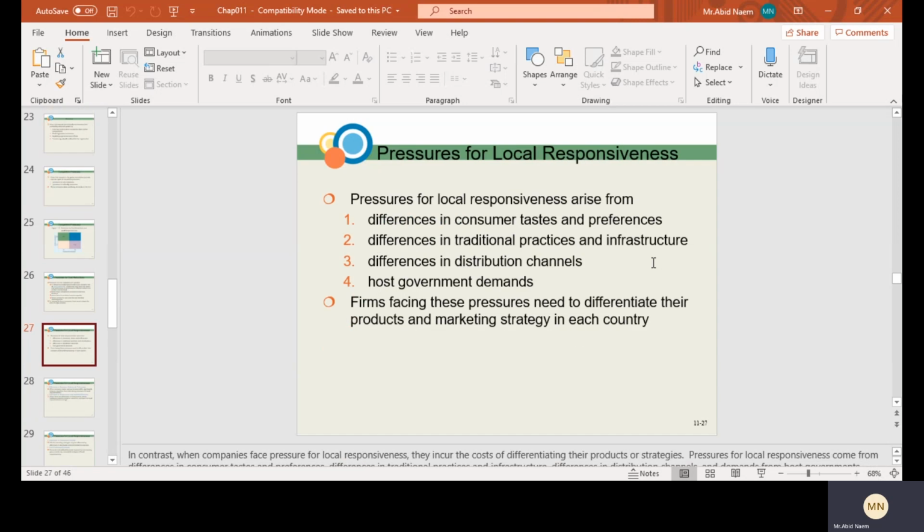Pressure for local responsiveness arises from differences in consumer tastes and preferences. The market you are about to enter, their customers will have their own culture and their own taste preferences, so you have to respect them. Or traditional practices or infrastructure can be different in the new market where you want to enter, so you have to be conscious about that. And then differences in distribution channels, business practices are different from country to country and region to region, or maybe there are certain demands from the host country where you want to establish your international operations. Firms facing these pressures need to differentiate their products and marketing strategies in each country.